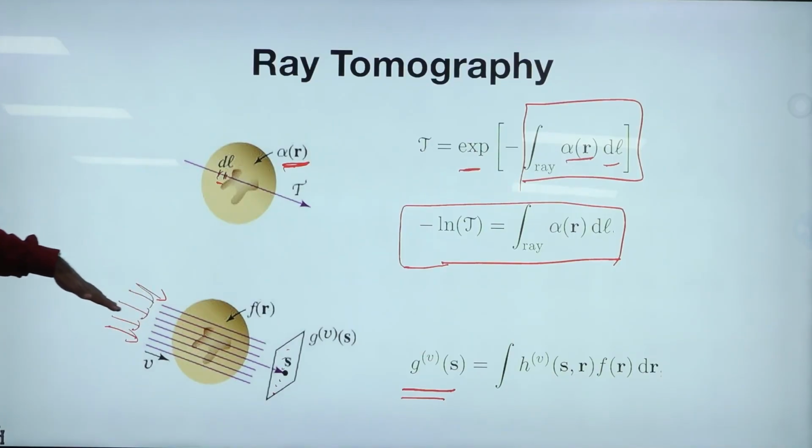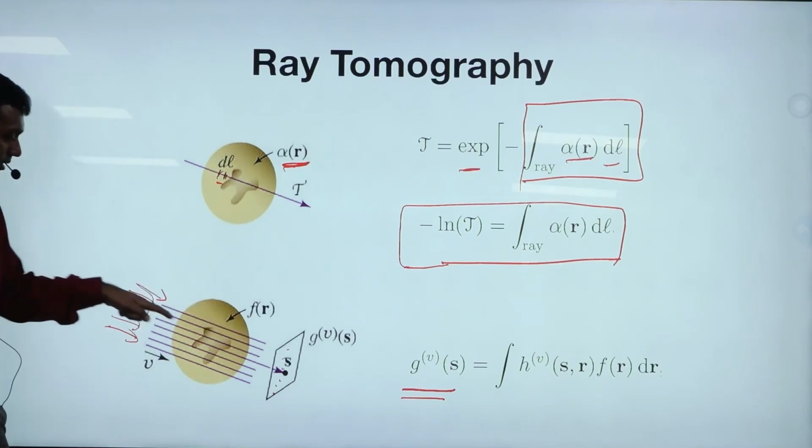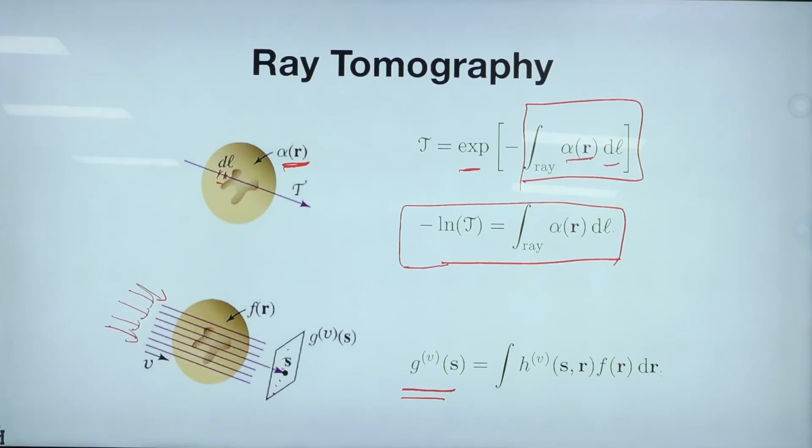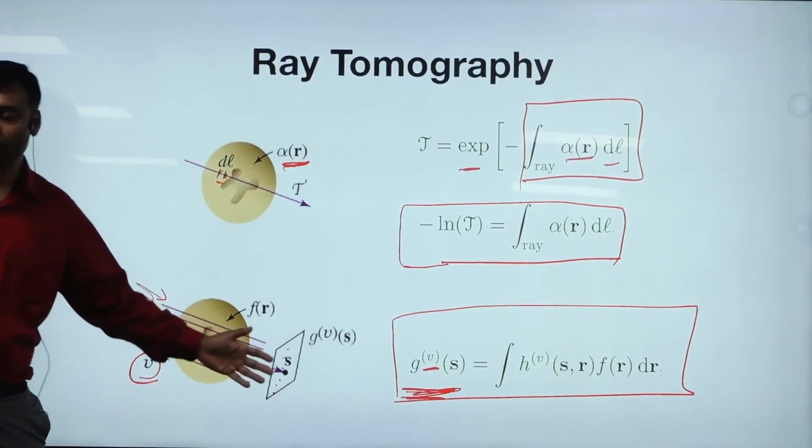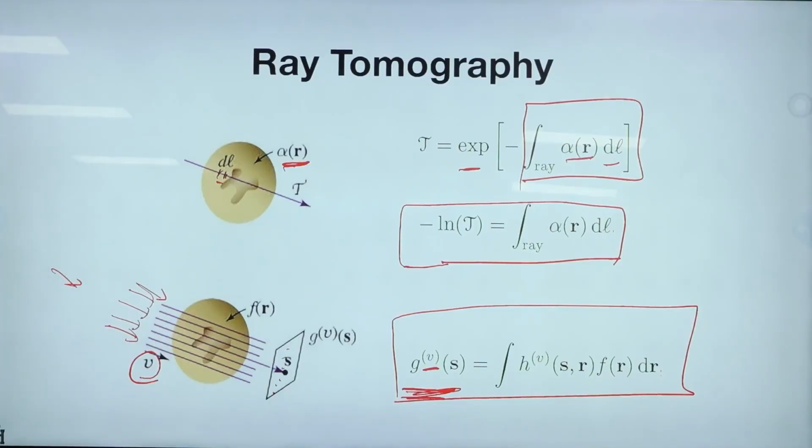This is at a certain angle, right? A certain view. The light is going through in a certain direction through this object. V is the view, the angle or direction at which this light comes in. For different values of V, you make measurements, and this is the overall data that you collect after the entire imaging process. Questions so far?